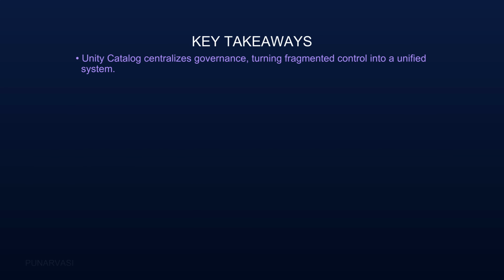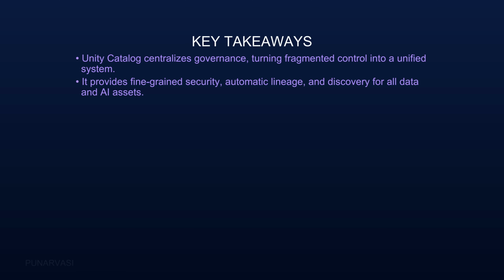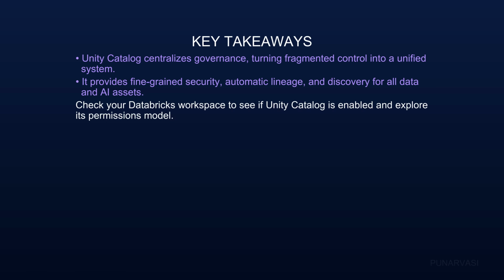Unity Catalog centralizes governance, turning fragmented control into a unified system. It provides fine-grained security, automatic lineage, and discovery for all data and AI assets. Check your Databricks workspace to see if Unity Catalog is enabled and explore its permissions model.